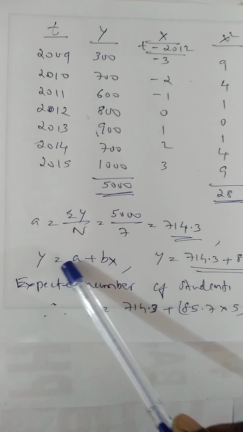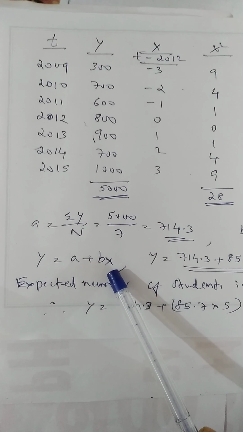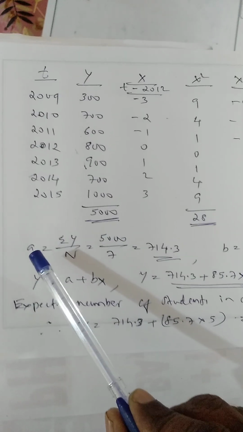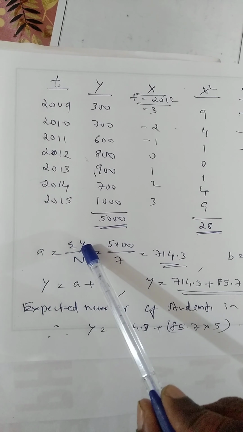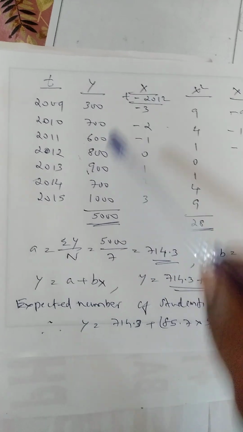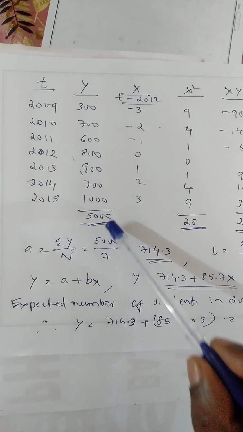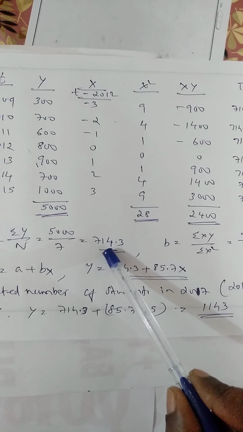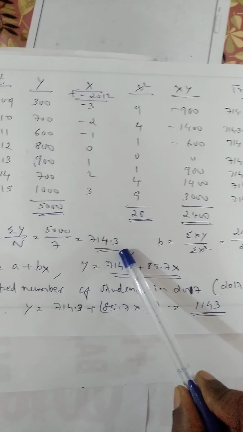y is equal to a plus bx, isn't it? For that purpose we require a and b. A is calculated by formula sigma y divided by n. Here sigma y is available, which is 5000. Then n, number of items, which is 7. So 5000 divided by 7, we get 714.3.